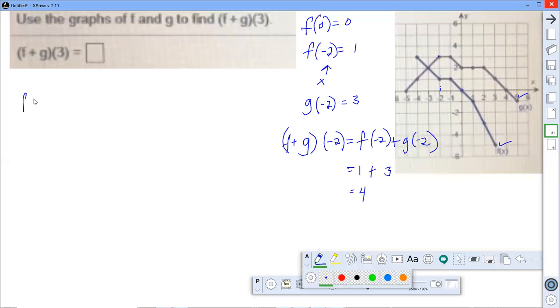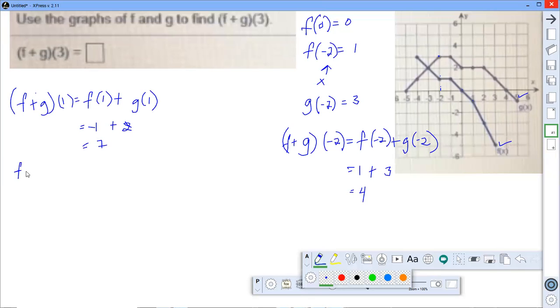What about f plus g of, let's say, 1? Okay, so this basically means f of 1 plus g of 1. So now, when your x is equal to 1, your f is -1, plus when your x is equal to 1, your g is +2. Okay, so therefore the whole answer for this is just 1.